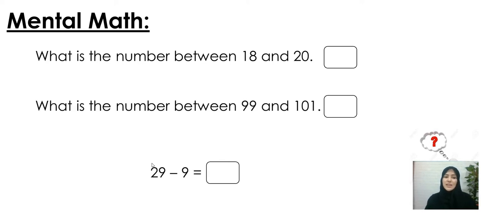The second says, what is the number between 99 and 101? And the last question says 29 minus 9. Do it as fast as you can. Pause the video. Do it.